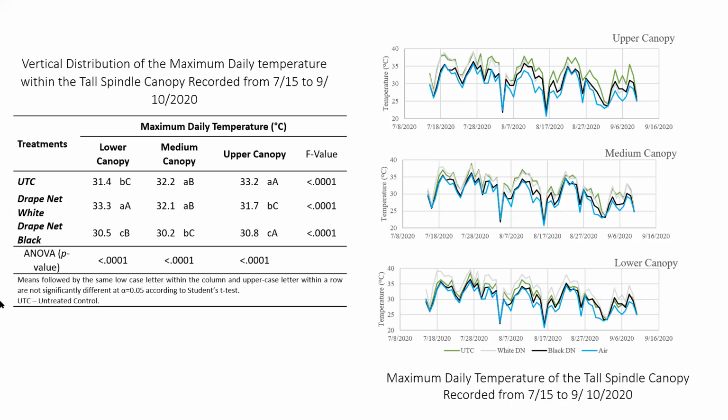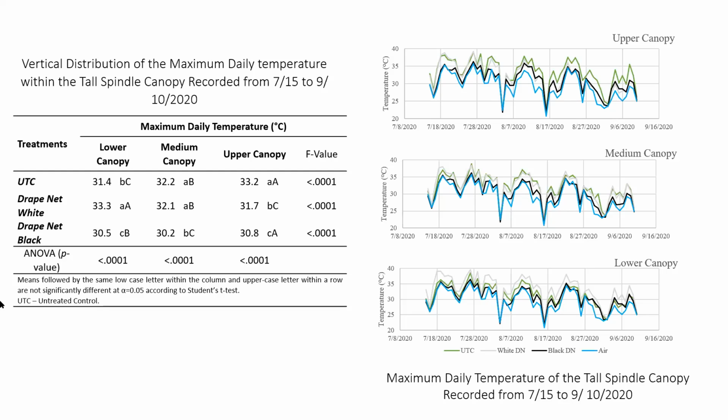In the table on the left, you can see the vertical distribution of the maximum daily temperature within the canopy. In untreated control and black drape net, heat tends to accumulate in the upper canopy. In contrast to that, white drape net accumulated heat in the lower portion of the canopy. If you prefer graphs over tables, you can see the maximum daily temperature fluctuation over the season at a canopy level in the graph on the right.